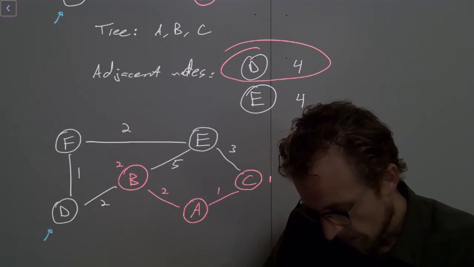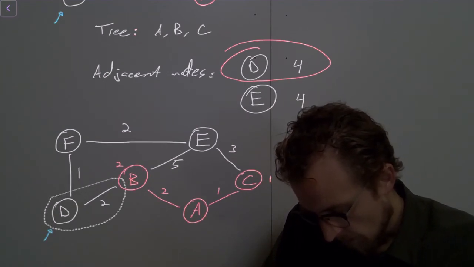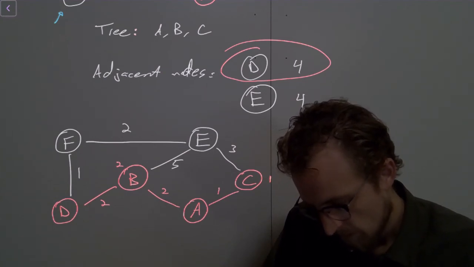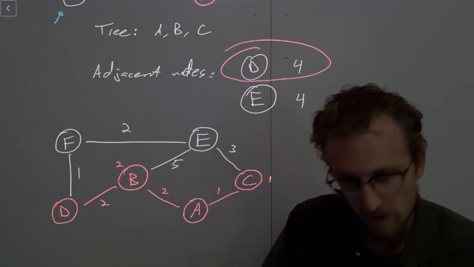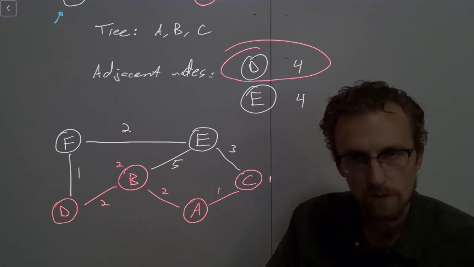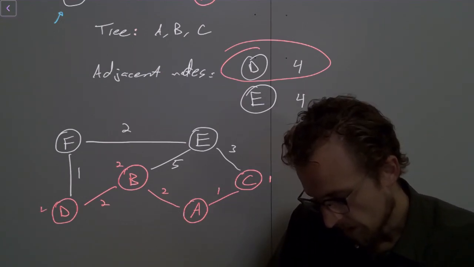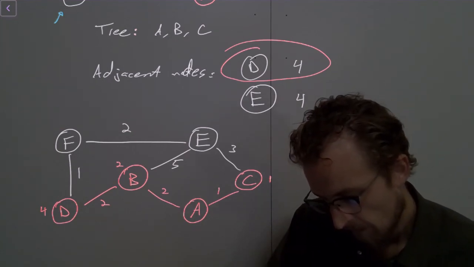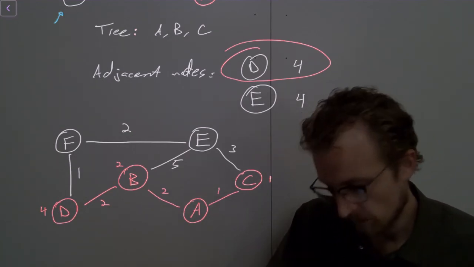Okay, so once we add D to the tree, we'll write the cost of the shortest path from D to A right there on D. So the path from D to A is of length 4. And then we can let the algorithm proceed.